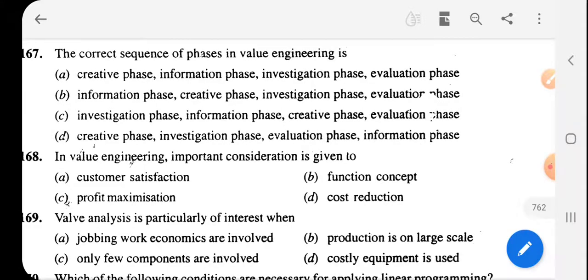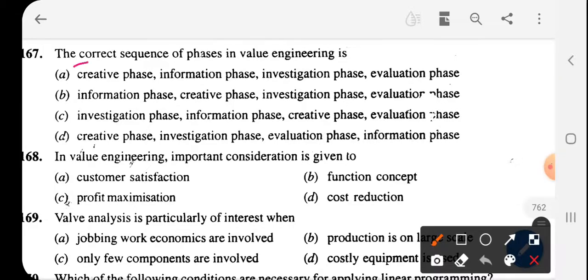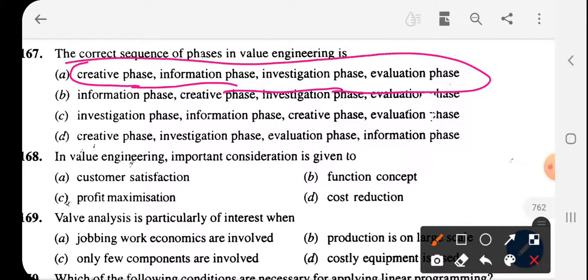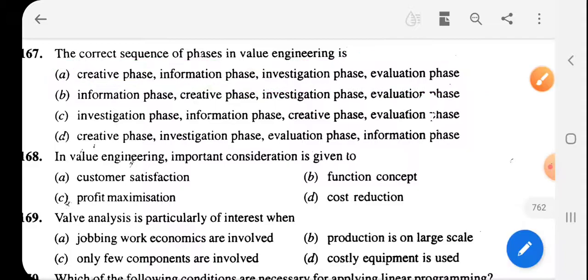167. Now we'll see the correct sequence of phases in value engineering. 167 is A. First, for any product, the creative phase, where creation happens. In the information phase, we have to get information. In the investigation phase, after that we have to investigate, and in the evaluation phase, after that we have to evaluate that product. That is the sequence of value engineering.